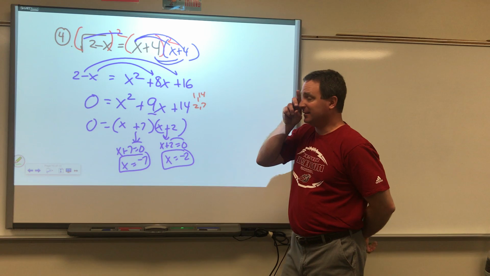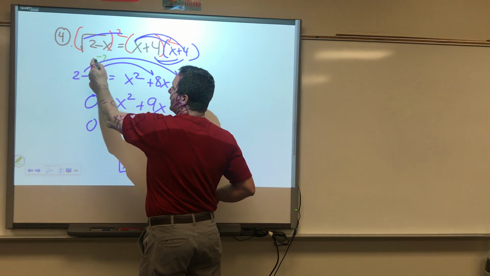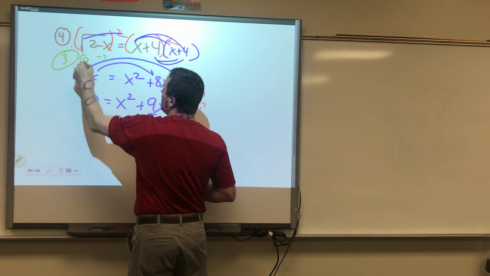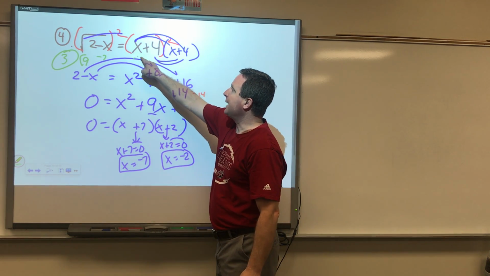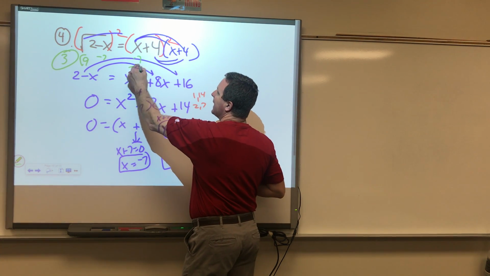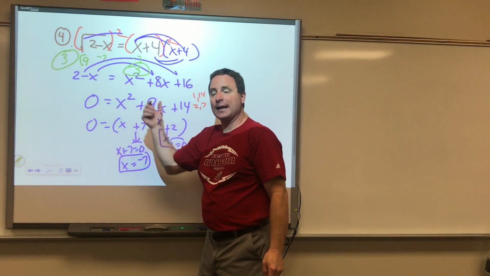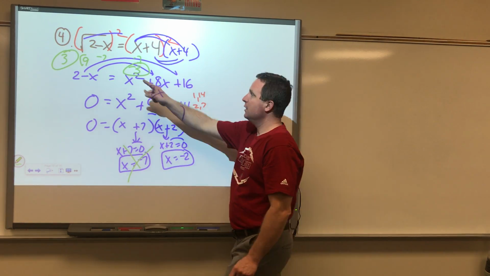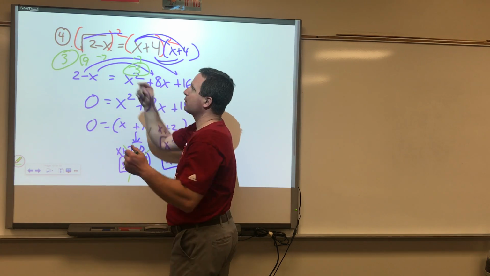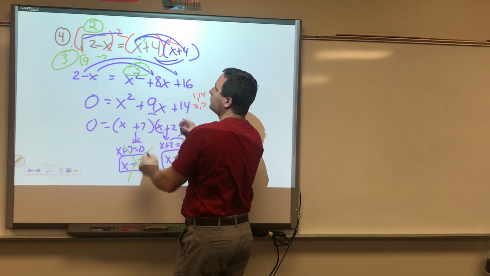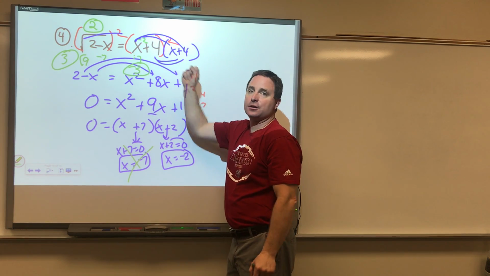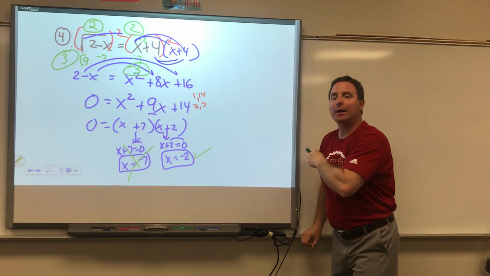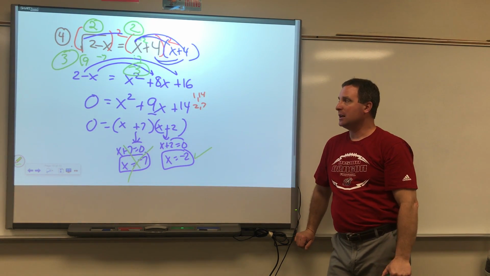Okay, if I plug in negative 7 right here, 2 minus negative 7 turns into 9. And the square root of 9, I get a 3 over here. If I put in negative 7 right there, negative 7 plus 4 is negative 3. Does 3 equal negative 3? Nope, it doesn't work. How about negative 2? 2 minus negative 2 is 4. The square root of 4 is 2. If I put a negative 2 in here, negative 2 plus 4 is positive 2. Those are equal. So there's only one answer that works in this case. It's negative 2. Okay?